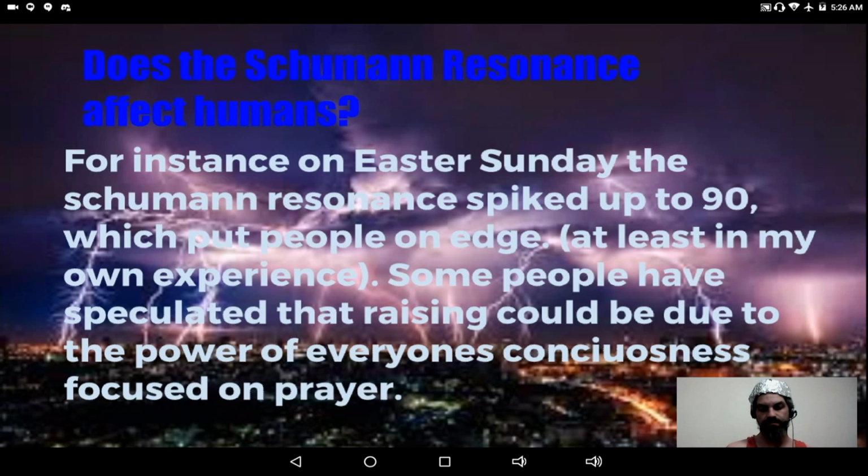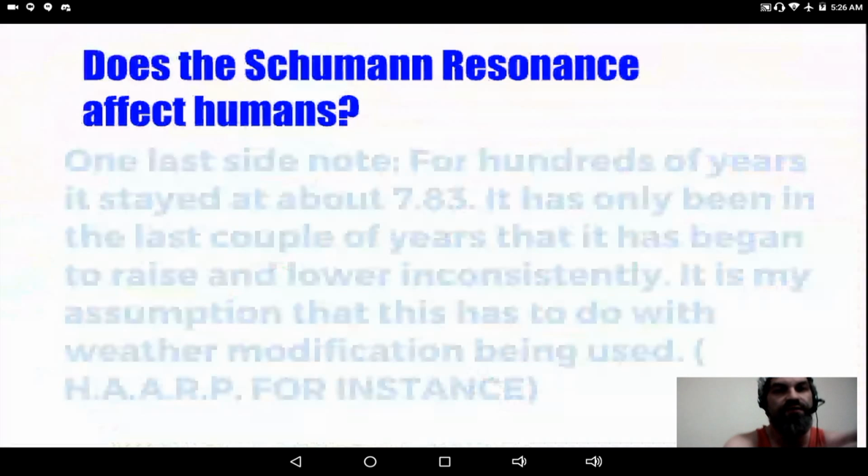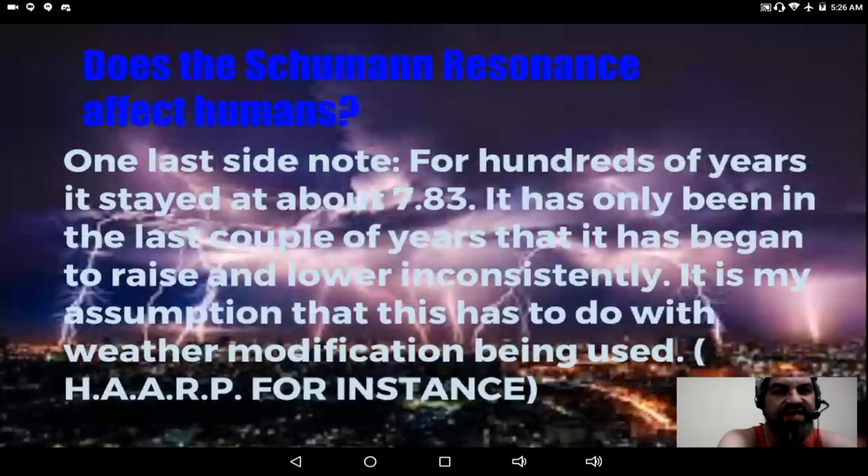But moving on, one last note. For hundreds and hundreds of years, it stayed at 7.83, the Schumann resonance. And it's only been the last couple of years that it's begun to rise and lower very inconsistently. Now, this is my assumption that this has to do with weather modification being used, because as we learned moments ago, the Schumann is determined by the amount of lightning being released at any given moment on planet Earth.